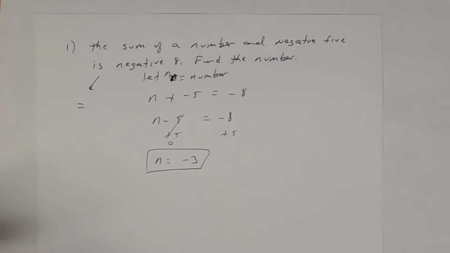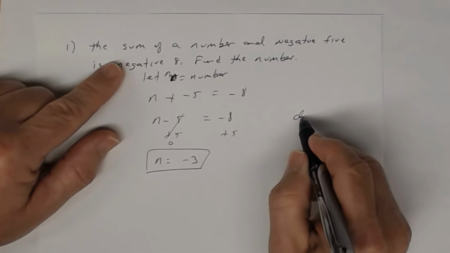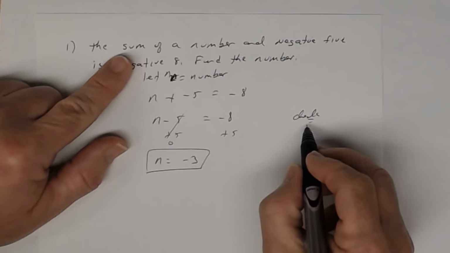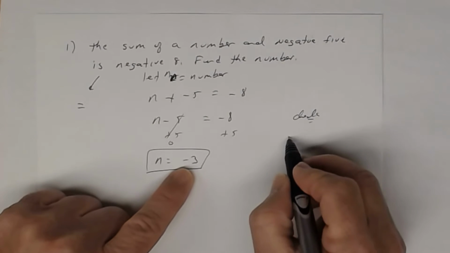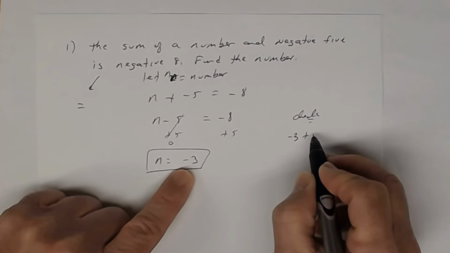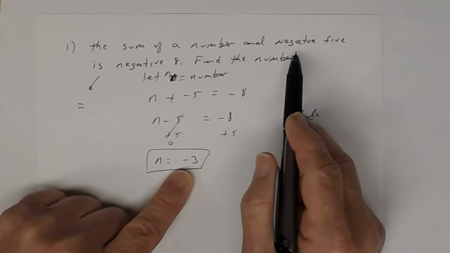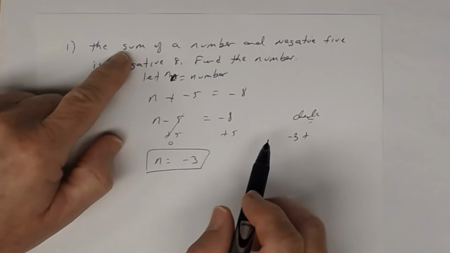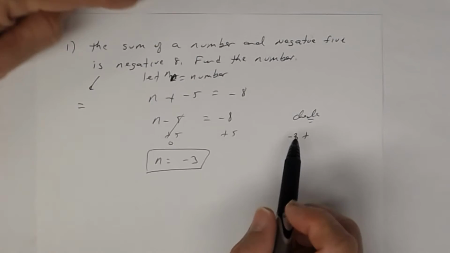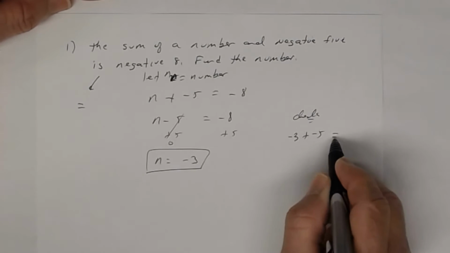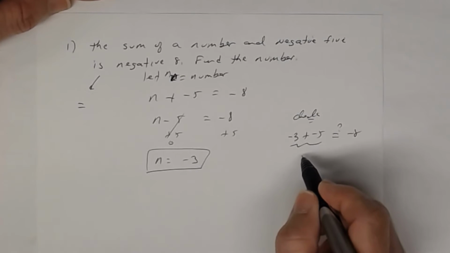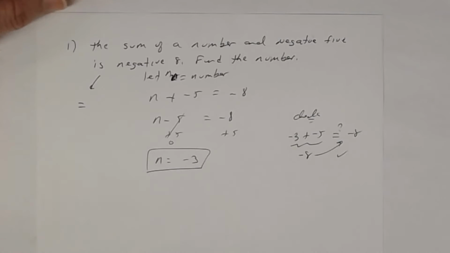All right? And it kind of makes sense because if you check it, look what happens. So the sum of a number and negative 5 is negative 8, right? So here's my number, negative 3. So the sum of a number, which is negative 3, and negative 5, you want to see that's going to equal negative 8. Is that a true statement? What's negative 3 plus negative 5? Negative 8. All right, so that's correct.